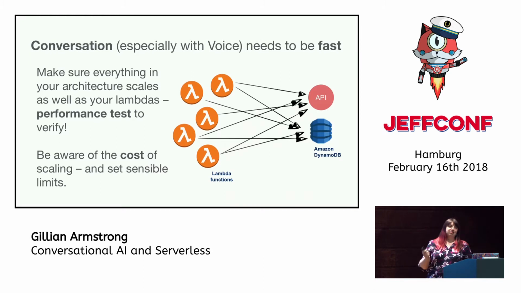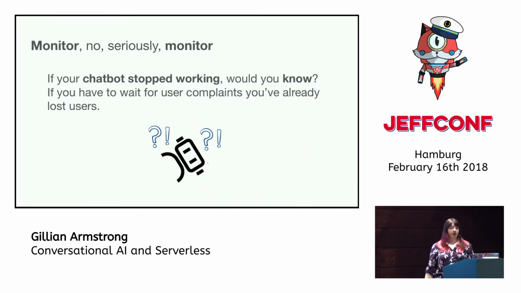And make sure that everything in your architecture scales. On our first game day, we very quickly discovered we'd forgotten to turn auto-scaling on our DynamoDB, which caused us a few problems, thankfully easily fixed. And beware of the cost of scaling other parts of your architecture. And monitor, at a minimum, you should know if your chatbot is up or down.